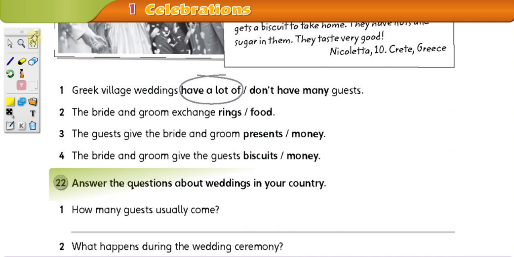Let's read the first question. Greek village weddings have a lot of guests. Yes, I think so, because they said 500 people. Wow, that's too much. The bride and the groom exchange rings or food. We read that they exchange, of course, rings. The guests give the bride and the groom presents or money. We said they don't receive presents because there's the dollar dance, where people give money during the dance. The bride and the groom give the guests what? Biscuits or money? Of course, they said biscuits.